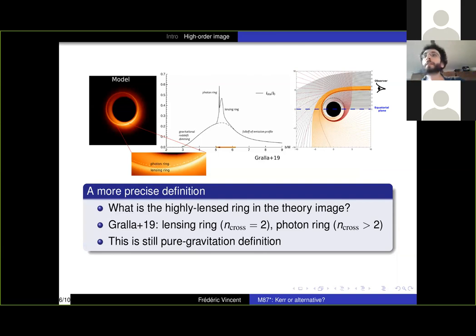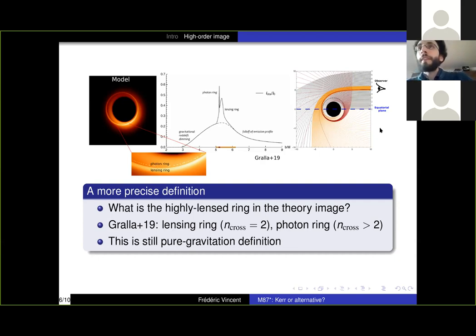And they actually realized, they highlight the fact that if you zoom on this highly lensed region, on this ring of light on the image, you see that it's not just one ring. You can decompose it in at least two sub-rings, as you can see on this zoom here. And what Gralla et al. give is a clear explanation of why you have these two concentric rings in the image.